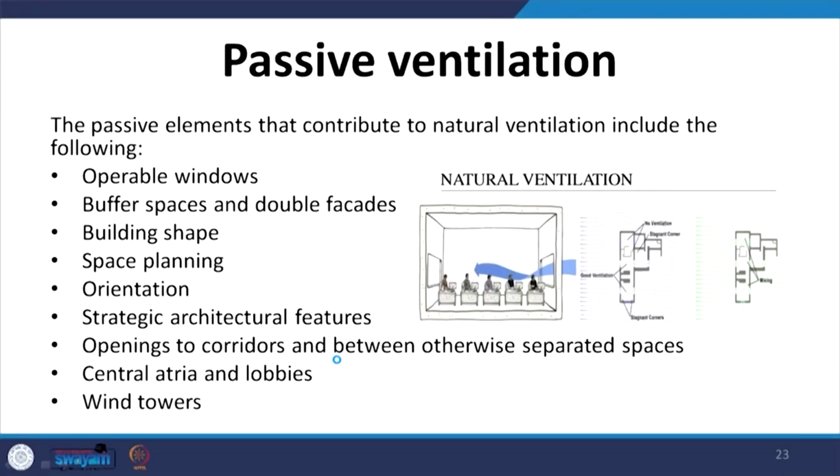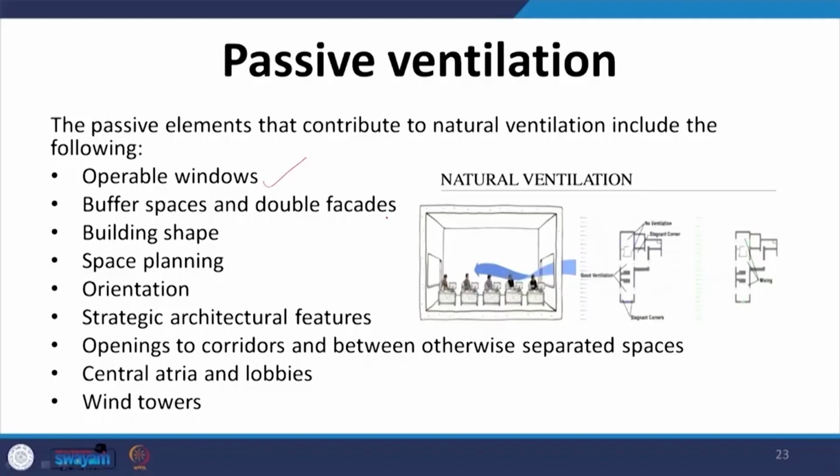Then we are talking about the passive ventilation strategies. Here we are talking about operable windows, which are becoming more and more scarce, rare in case of air conditioned and commercial buildings. We do not have operable windows, while we must have operable windows in order to facilitate passive ventilation. Again, buffer spaces and double facades, the shape of the building in order to divert wind inside the building, vegetation, spatial planning and orientation, all in order to divert wind into the building, forced ventilation.